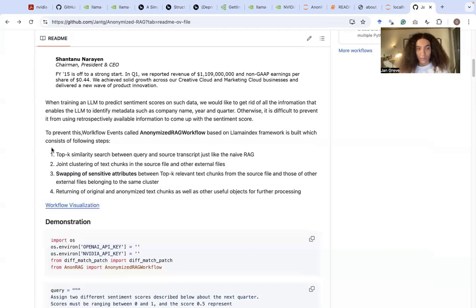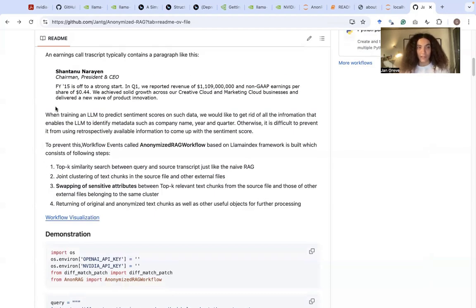And what you see here is the brief outline of the workflow. Since I don't have time to cover this much, I will just briefly mention that the way it's done is that we would prepare documents not only from Adobe, but also from other firms, and then clustering will be done so that text chunks that have similar meanings, which happen to be text chunks from competitors such as Oracle and Salesforce, would be generally clustered together. And then once they are in the same cluster, we would carry out an operation called swapping, where sensitive attributes will be tossed around between these text chunks that belong to different companies, so that metadata would no longer be able to be identified easily.